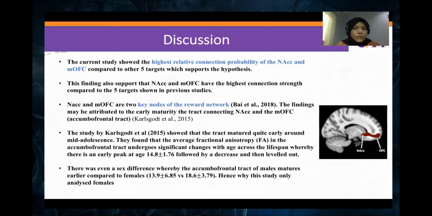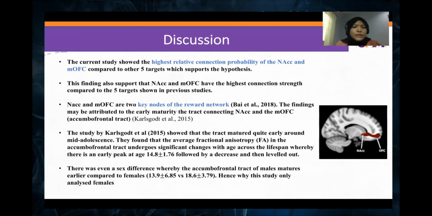The finding of this study may be attributed to the early maturity of this tract. What they found is that this tract matured quite early during mid-adolescence. They found that the average fractional anisotropy of the accumbofrontal tract undergoes significant changes with age across the lifespan, whereby there is an early peak at around age 14.8, followed by a decrease, then leveling out. There was even a sex difference, whereby this tract in males matures earlier compared to females, at around 13.9 versus 18.6. So males mature earlier within this tract.